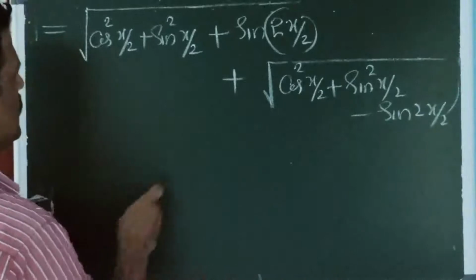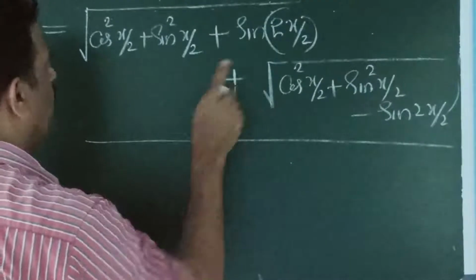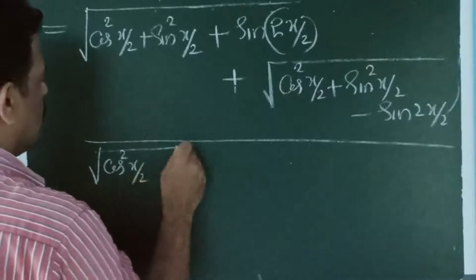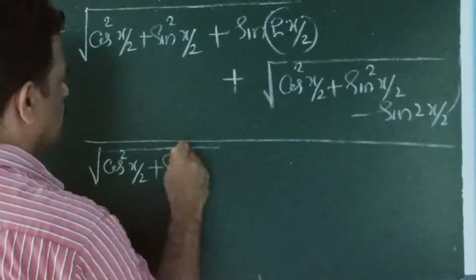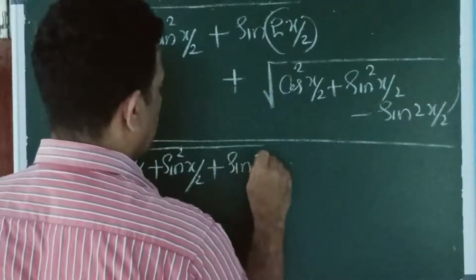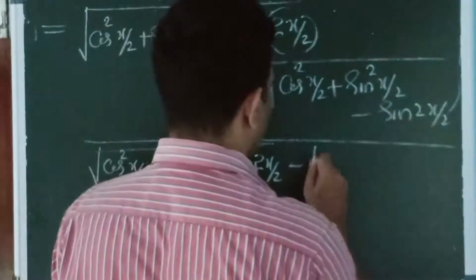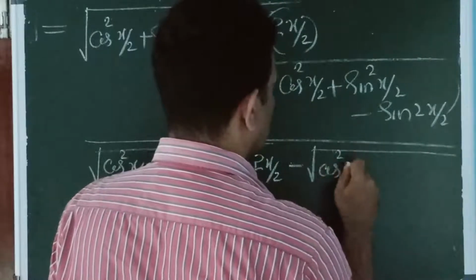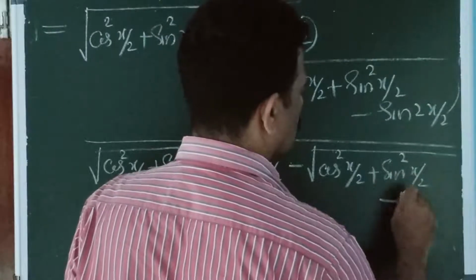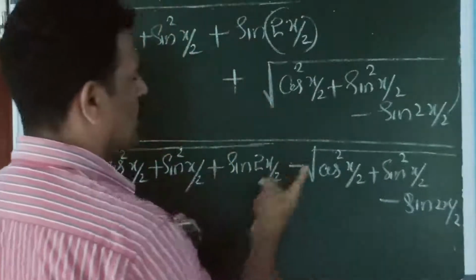Similarly, we can write the denominator. The only difference is this plus becomes minus. Square root of (cos square x by 2 plus sin square x by 2 plus sin 2 into x by 2) minus square root of (cos square x by 2 plus sin square x by 2 minus sin 2 into x by 2). The only difference is this plus becomes minus.